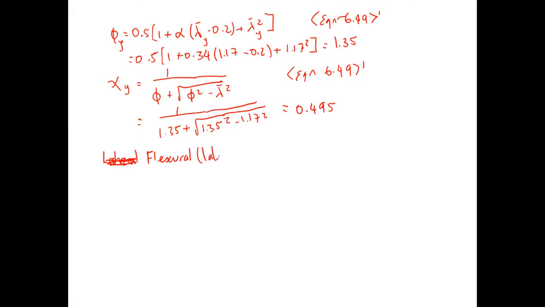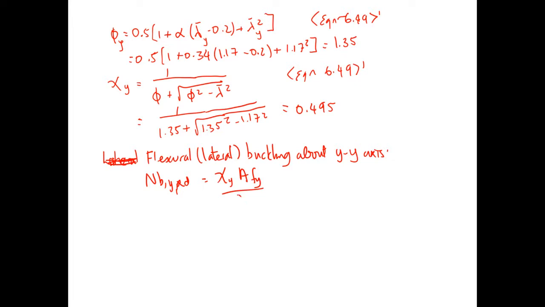Flexural or lateral buckling about the YY axis. So NbyRd is this reduction factor and the cross-sectional area times the yield strength, all of the material factor safety in there. So the reduction factor, it's only got about 50% of its capacity as a result of buckling. So if we can stop that buckling from happening, we could double its capacity.